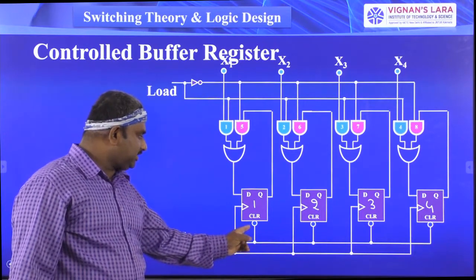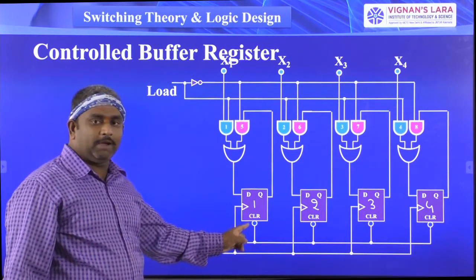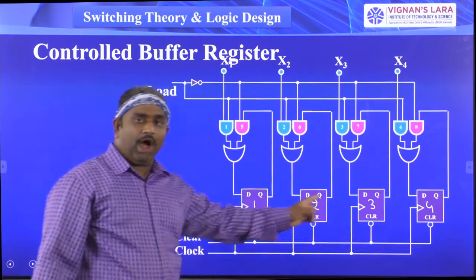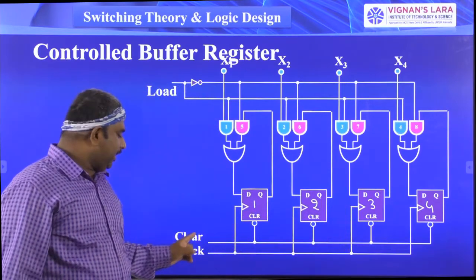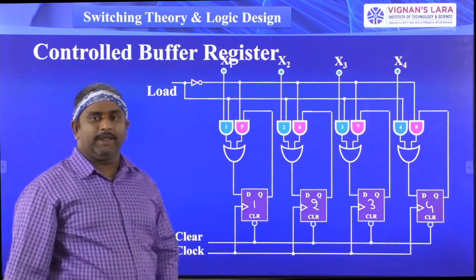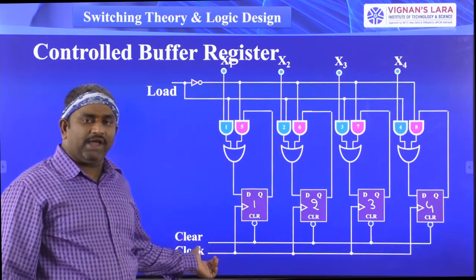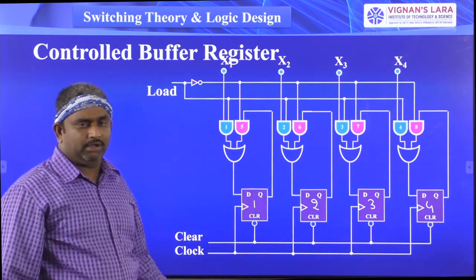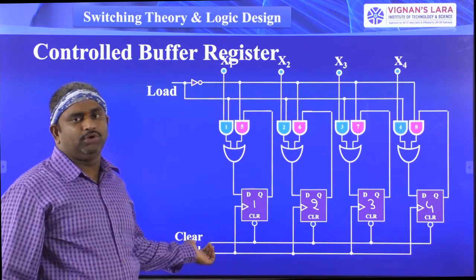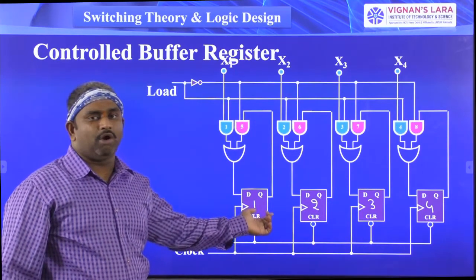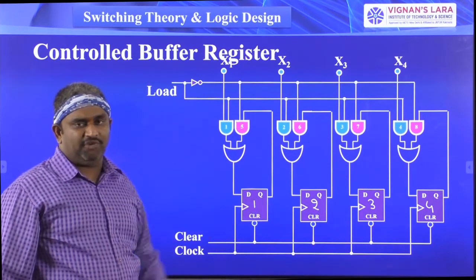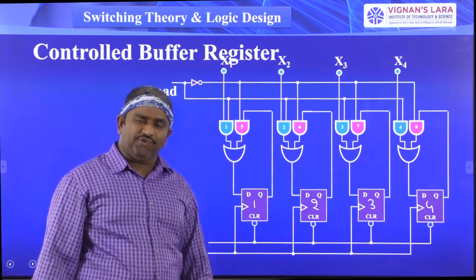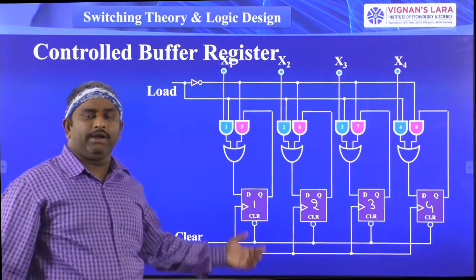This clear signal is connected to the D flip-flop by using a bubble. This clear signal is connected to this flip-flop by using a bubble. All the 4 flip-flops are connected to the clear signal with a bubble. That means whenever the clear value is equal to 0, then only the flip-flops are going to work. Whenever the clear value is equal to 1, the clear signal is not given to the particular D flip-flops. Actually, the clear signal we are using for resetting the flip-flops, or resetting the register, right?